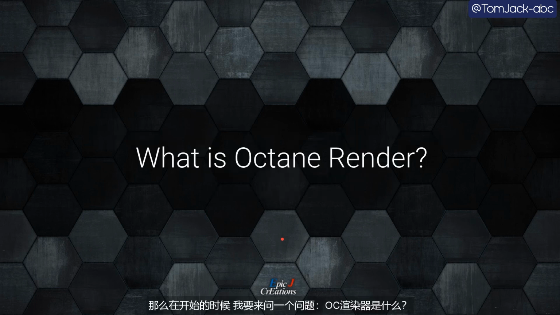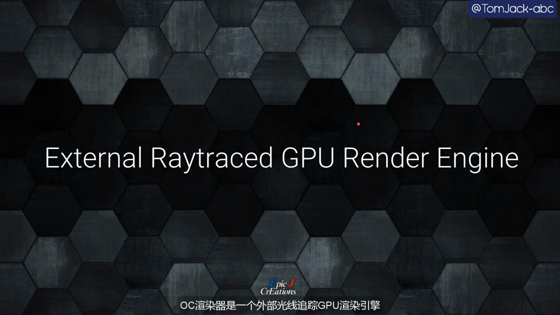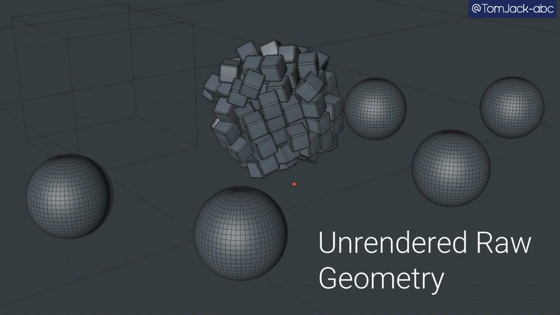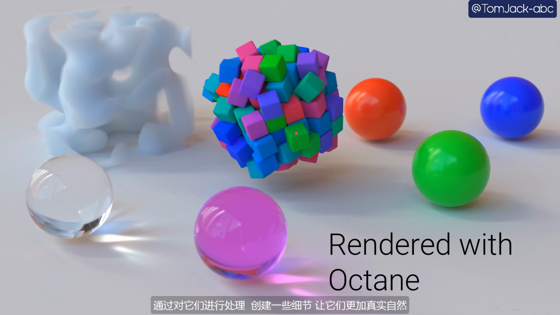So to begin, let's start by asking the question, what is Octane Render? Octane Render is an external ray trace GPU render engine. Now, I know this is a bit of a mouthful, but all these words mean, at the most basic level, is that Octane takes raw, unprocessed geometry, like these spheres and cubes here. They can be made in most 3D applications, and then you can take this geometry and process it to create effects and detail that are normally more physically accurate.